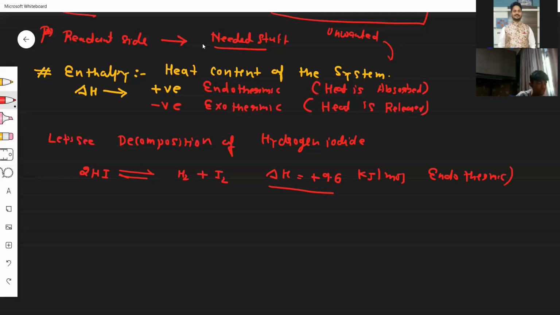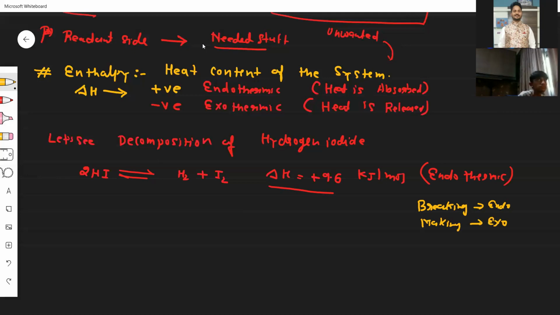And one more thing, breaking is always endo and making is exo. If you want to break anything, you have to give energy. Breaking is endo, and making is exo.